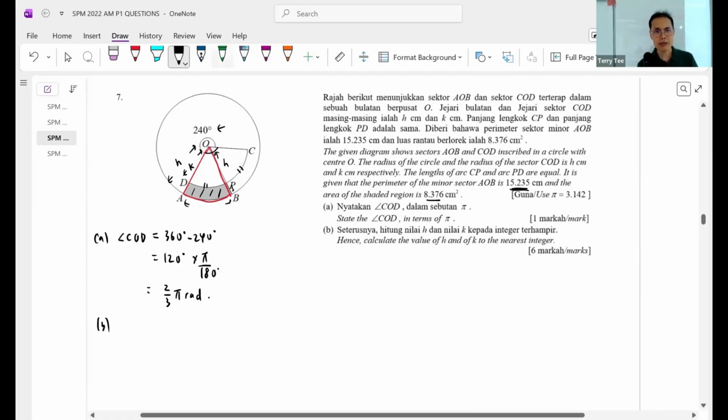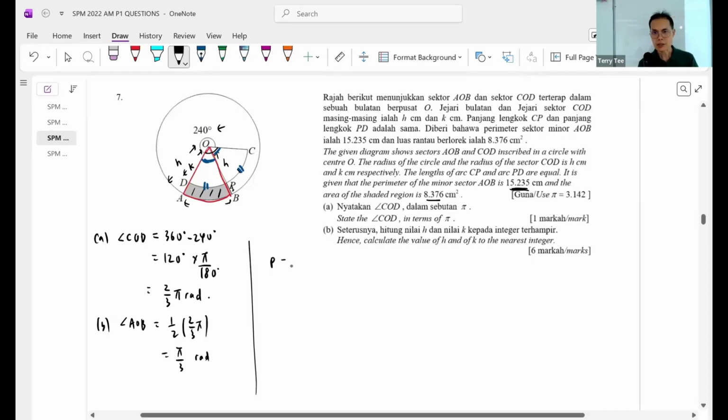Now, but before we go and calculate that, I need to find this angle. This angle is half, right? Because these two arcs are equal length. So this angle here and here must be the same. So your DOP, right? Or should I say AOB, right? Angle AOB is half of COD, which is pi over 3 in radian.